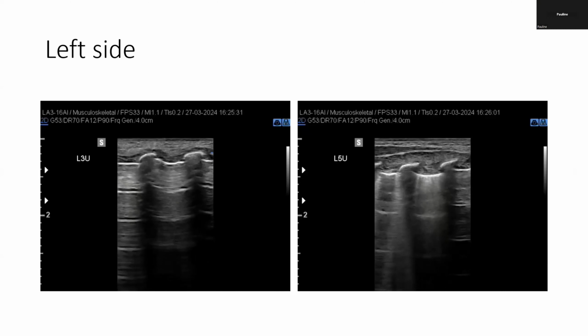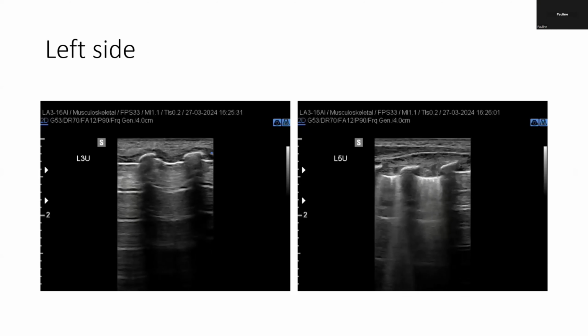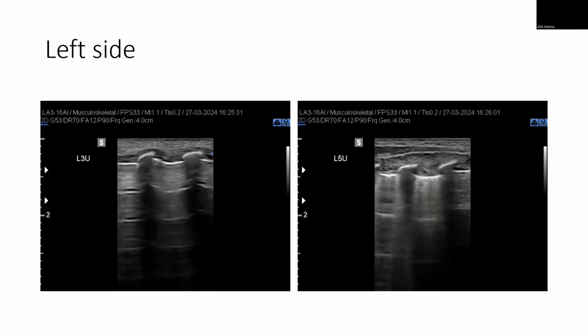Very nice. Good depth. It's a lovely machine. It's good work from your side as well. The machine is always secondary. It's the person who does the scan. Okay, thank you a lot.